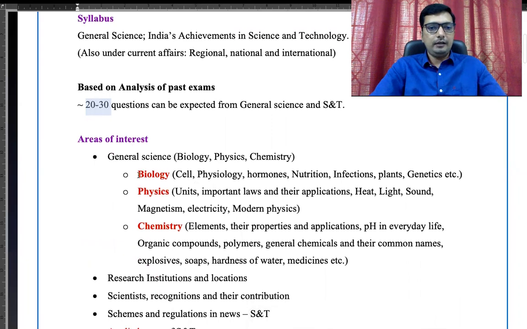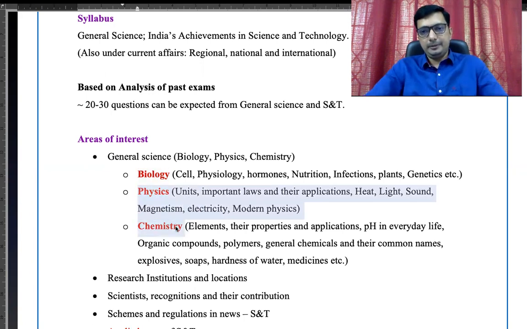They are biology, physics, and chemistry. More or less, questions from biology took the majority of the chunk in the past. Out of 25 questions in Group 1, you would probably see about 15 coming from biology and about 10 coming from physics and chemistry. The trend has slightly changed.